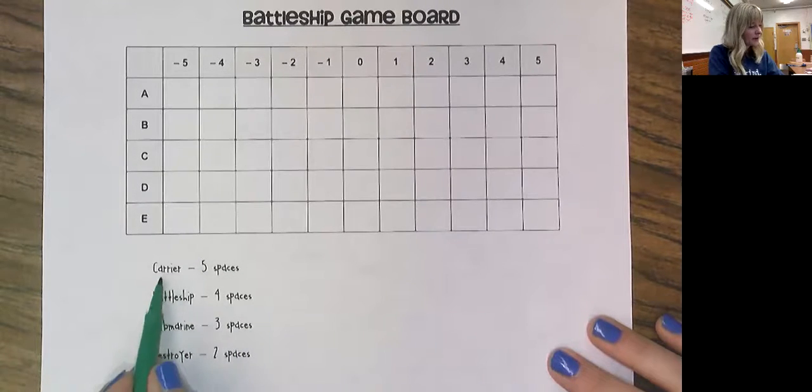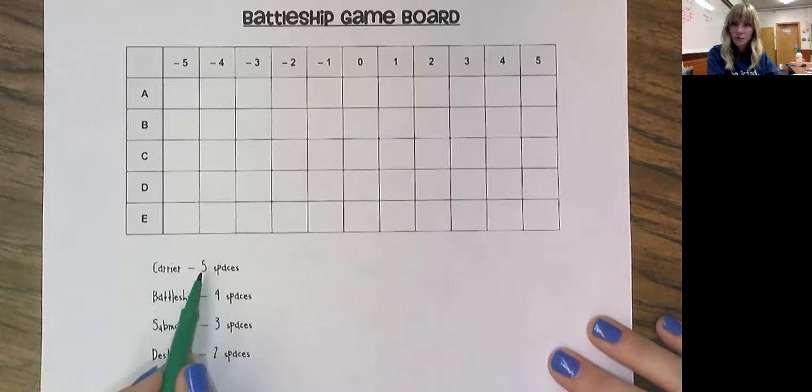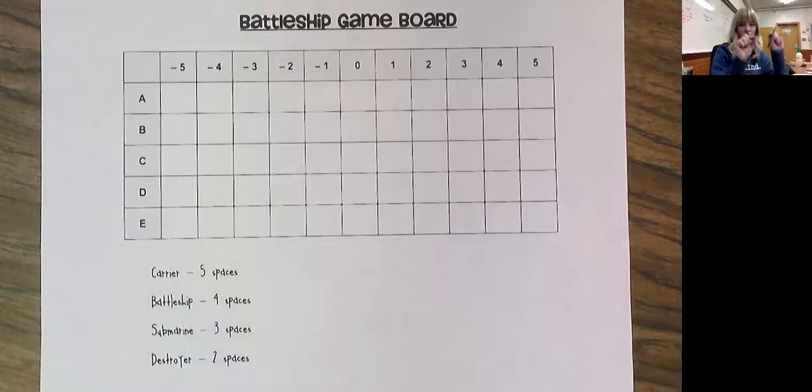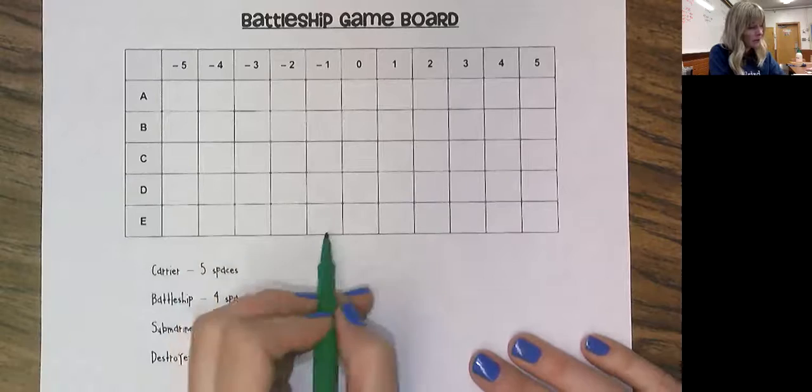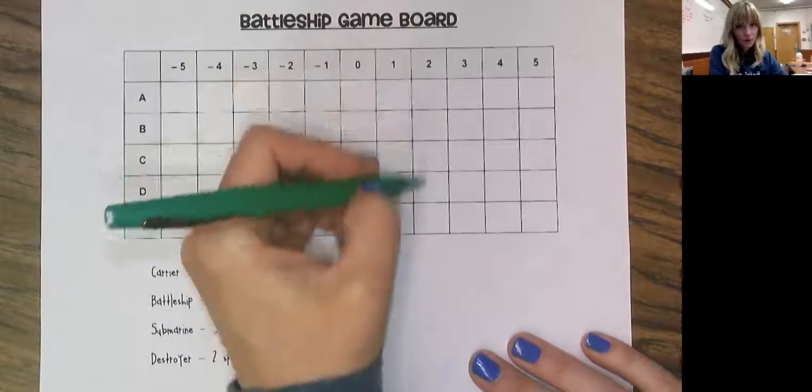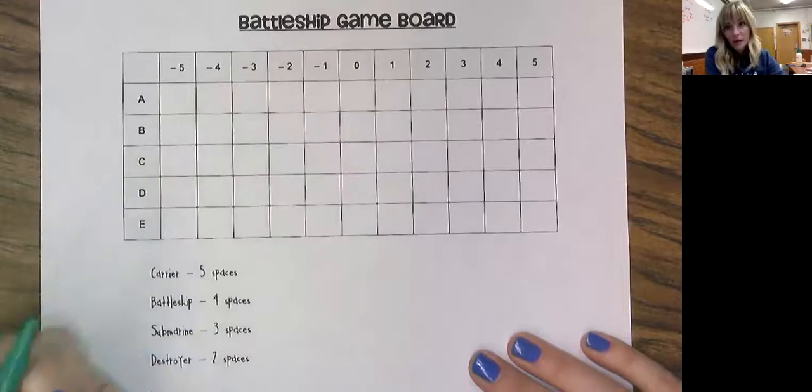So it says carrier is 5 spaces. That's going to be your biggest ship. So if you've ever played Battleship, you actually have the ships on the pegs and you stick them in there. We're going to modify that. Now you can draw your ships either horizontally or vertically. You just can't draw them diagonally.